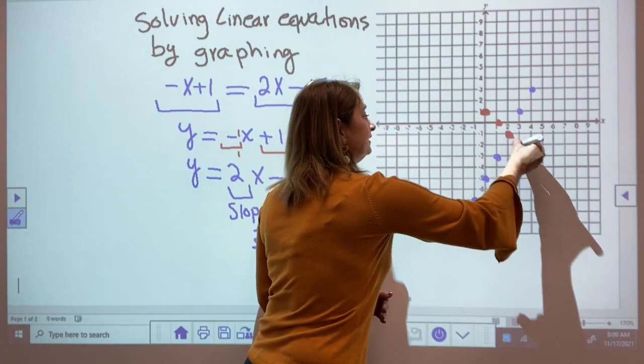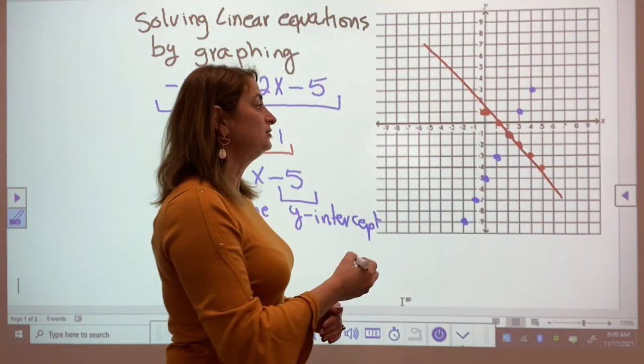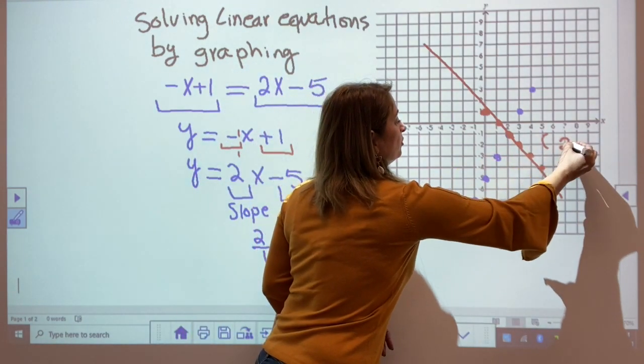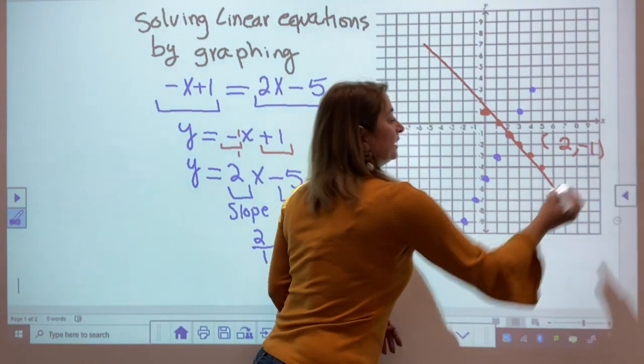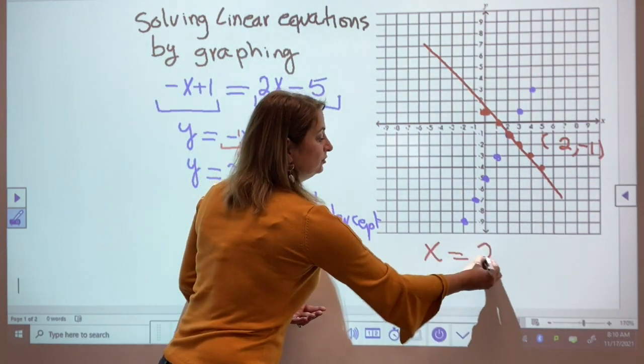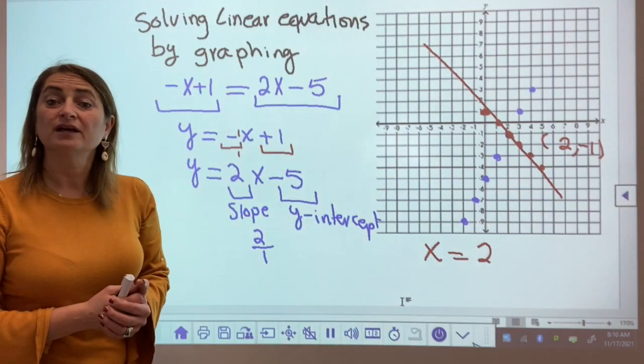And now graph it. Watch how the two lines intersect at the point with coordinates 2, negative 1. So x has to be 2 to make those two equations equal.